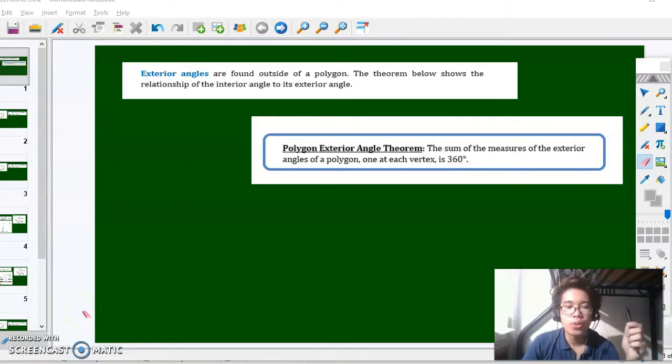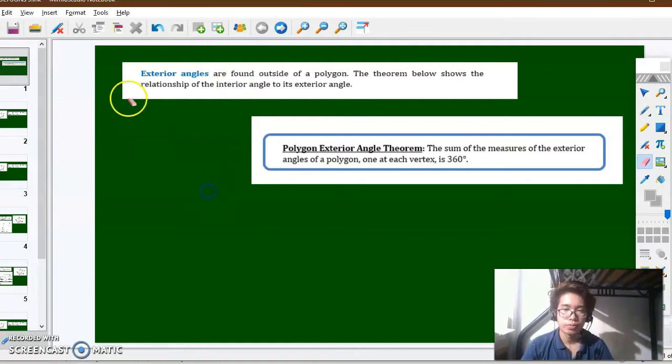We now move forward to our next lesson, which is about exterior angles. Exterior angles are found outside of a polygon. What we're going to see here is the exterior angle theorem for polygons. The sum of the measures of the exterior angles of a polygon, one at each vertex, is 360 degrees. So how do we do that?